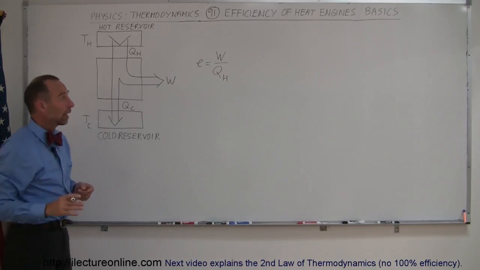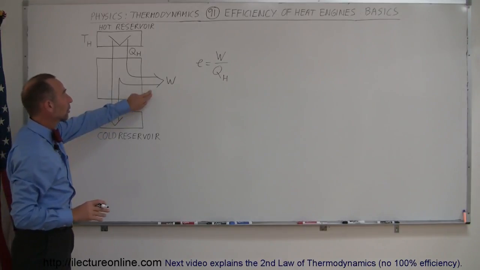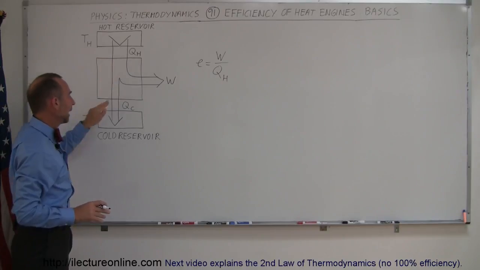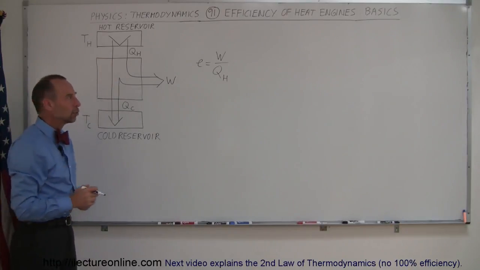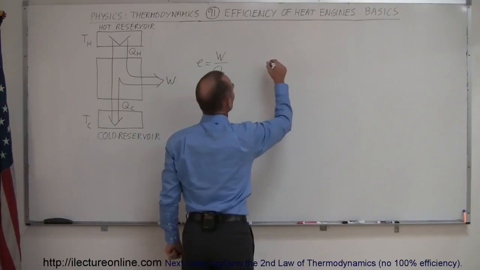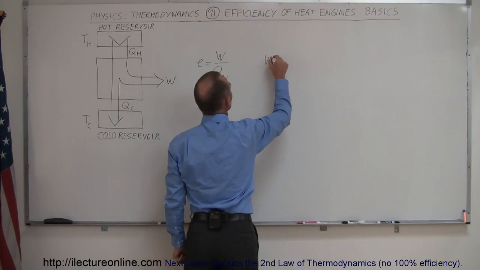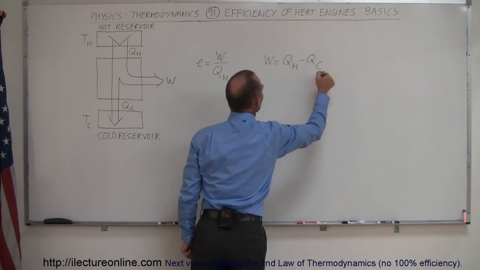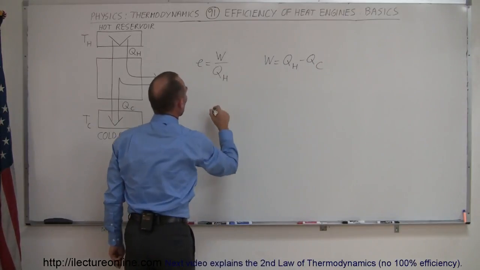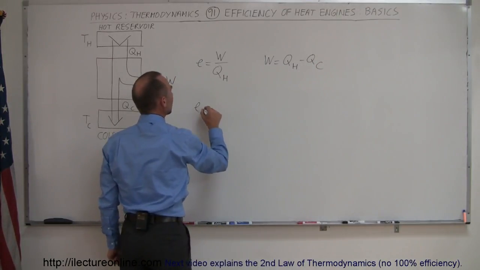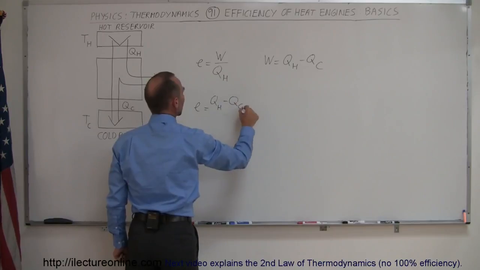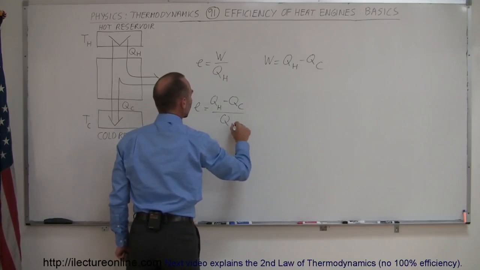Now also you can realize here that the amount of work that you do is simply the difference between how much heat you get from the hot reservoir and how much heat is expelled and not used to do work. So if we use the equation that the work done is equal to Q hot minus Q cold, simply the difference, and we replace that in here, we can also write the efficiency of an engine as equal to the difference between Q hot and Q cold, divided by the original Q hot.